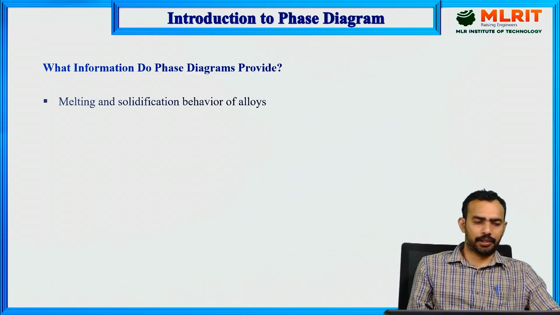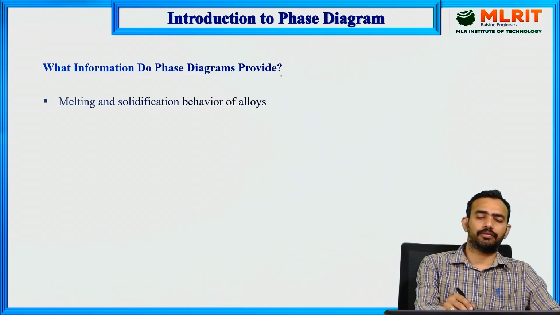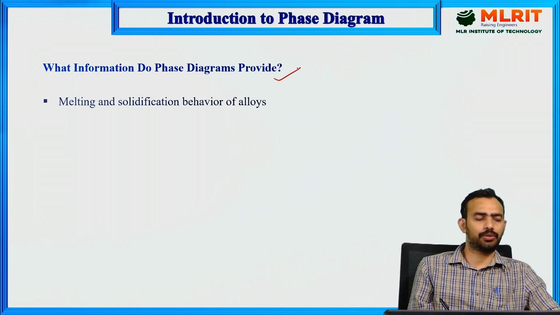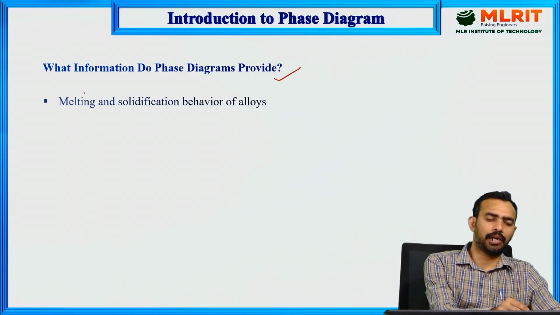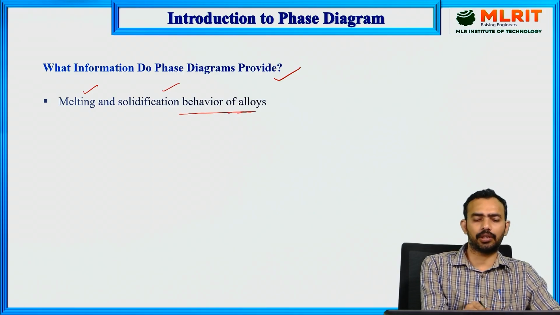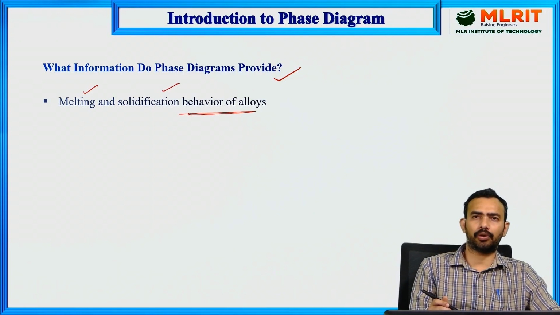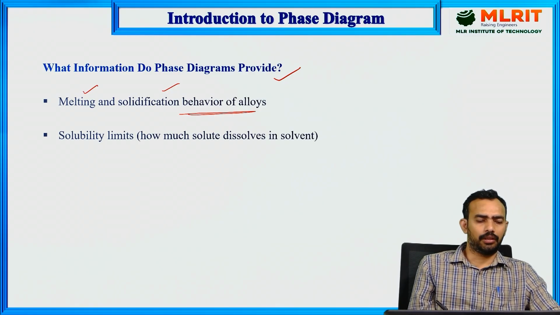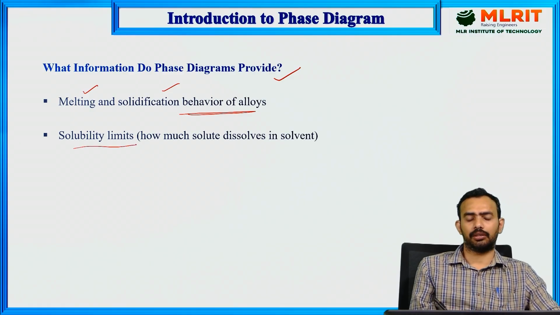What do we understand? So what information do these phase diagrams provide? First, obviously, it talks about the phases at different conditions. That is how we have defined the phase diagram. In addition to that, it can talk about the melting and solidification behaviors of the alloys. So what are the melting points for the different given conditions, and solidification points also it will give us. Then solubility limits of elements can be determined or identified from the phase diagram.